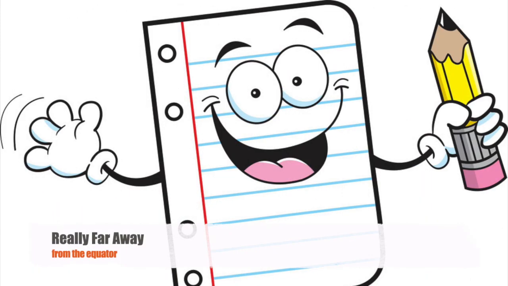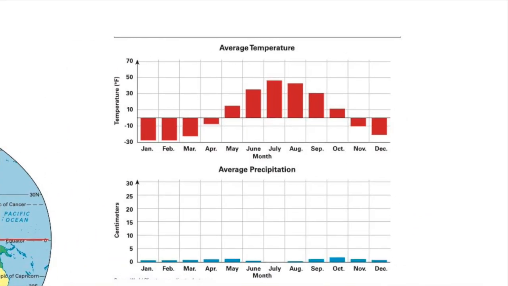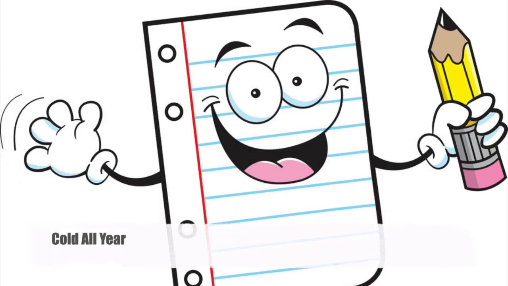Let's add that to our notes. Underneath Cambridge Bay, write really far away from the equator. The average temperature chart shows that most of the year the temperature in Cambridge Bay is below freezing, and it does not get much warmer during the summer months. That sounds like a weather pattern or a description of Cambridge Bay's climate. Write this in your notes. Cold all year.